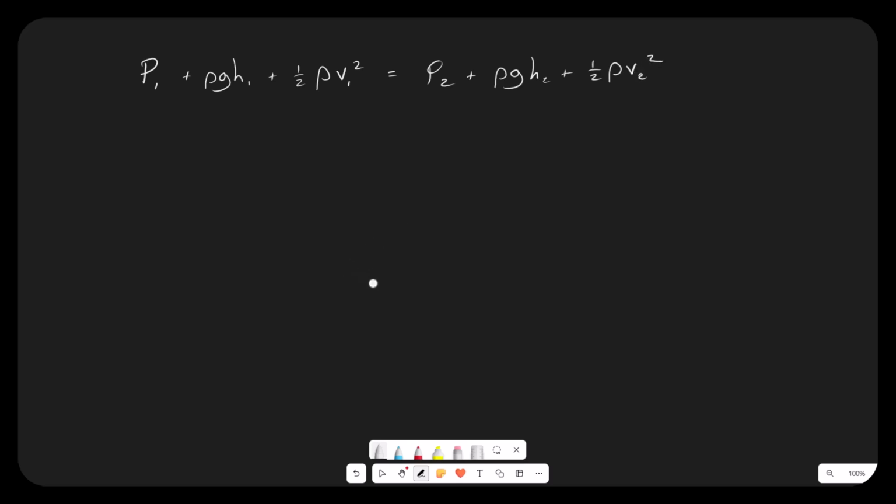My equation looks like this. I'm going to make a couple of statements. If I'm working at a constant depth, and this is really the big one, then this value will drop with this value. And I'm saying pressure plus half rho V squared equals pressure plus half rho V squared.